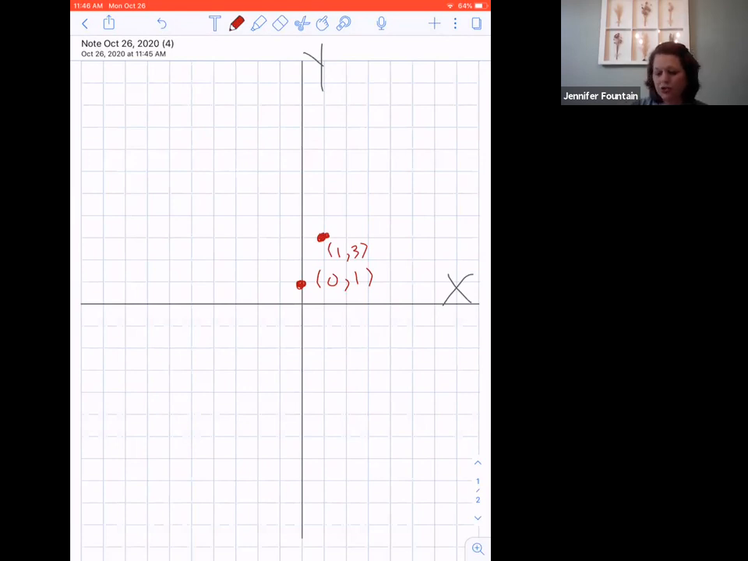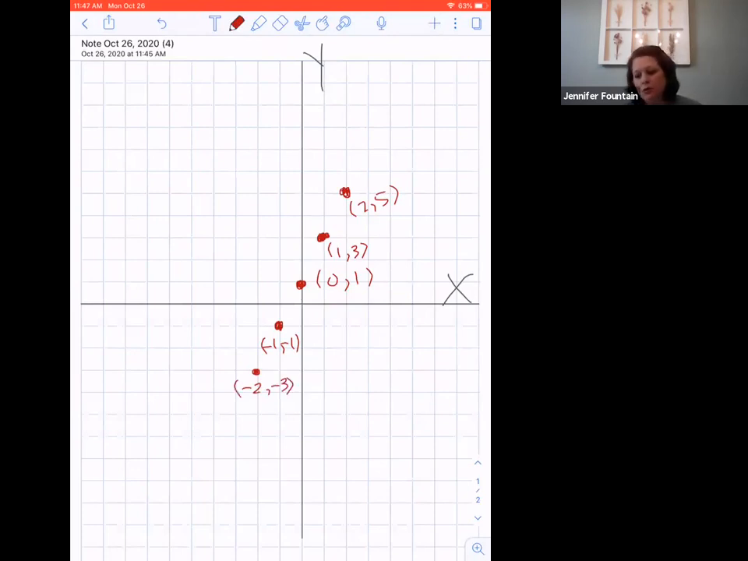Okay. My next one is 2, 5. Move to the right 2, up 5. 1, 2, 3, 4, 5. 2, 5. You should start seeing a pattern going here. Then I've got -1, -1. Move to the left 1 and down 1. -1, -1. And then I have -2, -3. Move to the left 2 and down 3. 1, 2, 3. -2, -3.